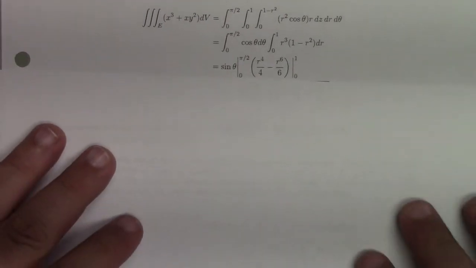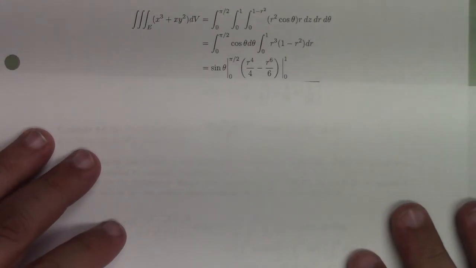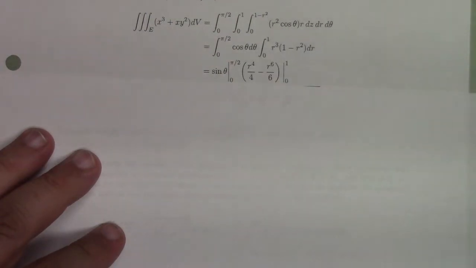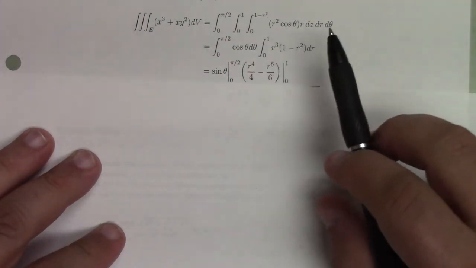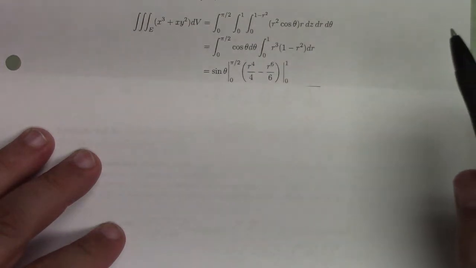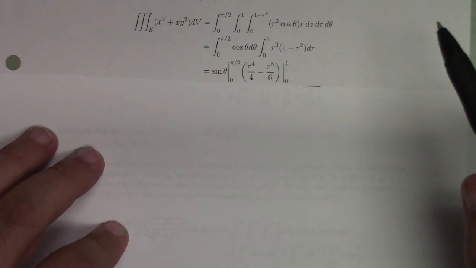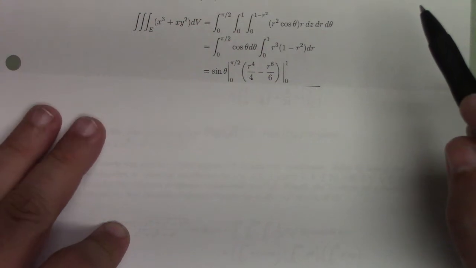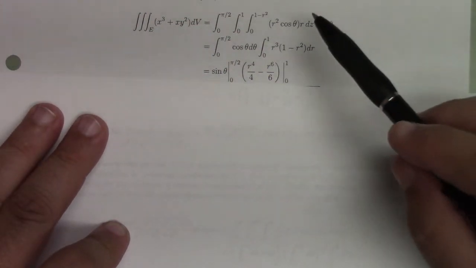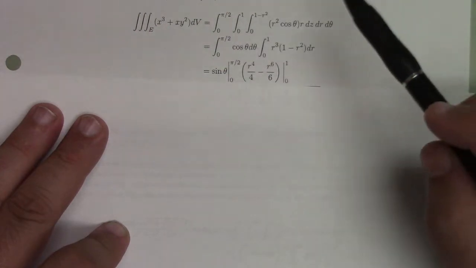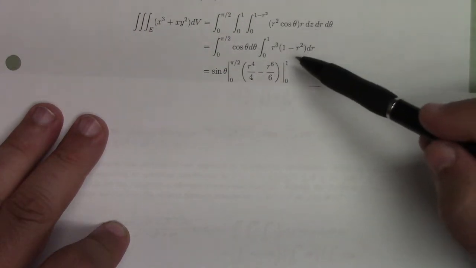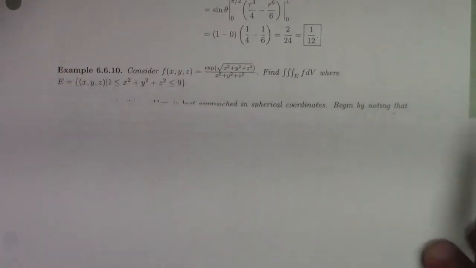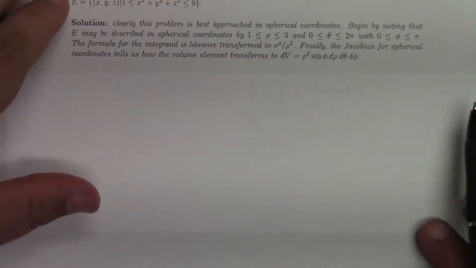But anyway, here we go. So we integrate this bad boy here. My z goes from 0 to 1 minus r squared. My r goes from 0 to 1 because that's the biggest it gets. When I put z equals 0, I get r squared equals 1, so r is 1. And the theta goes from 0 to pi over 2, so I integrate like that and do the integration, and I get 1/12. Great.